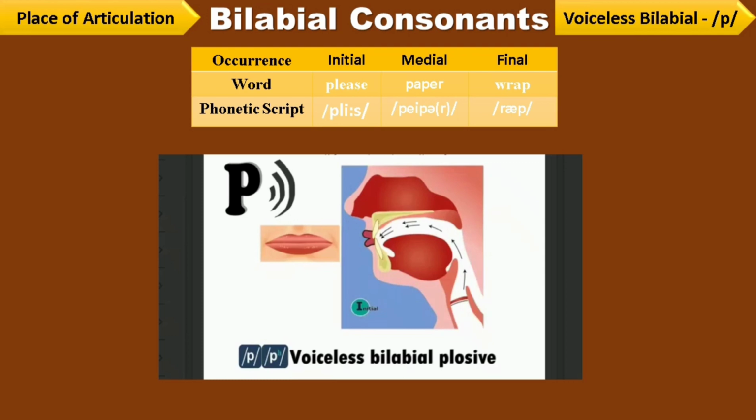You must have noted when the bilabial p is articulated, the vocal box is not vibrating. So it is voiceless bilabial oral consonant. And this bilabial p occurs initially as in please, medially as in paper, and finally as in rat.